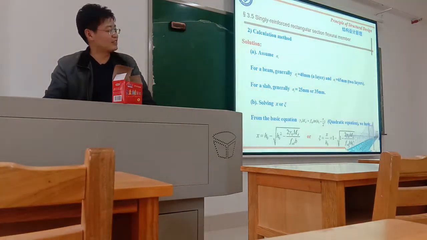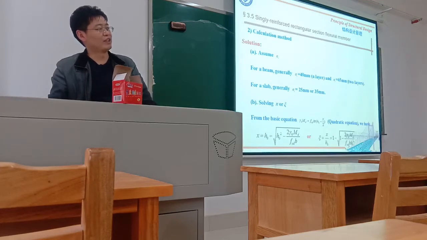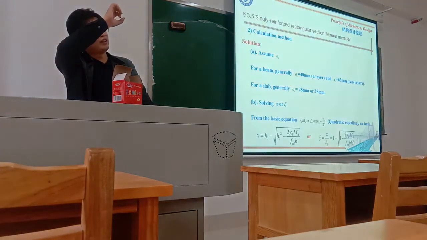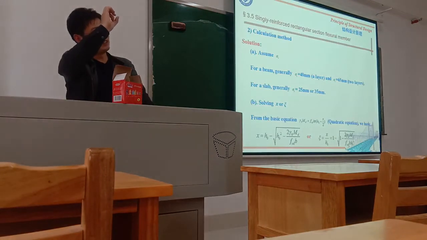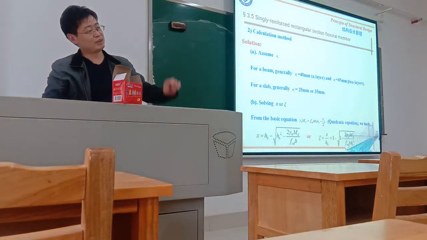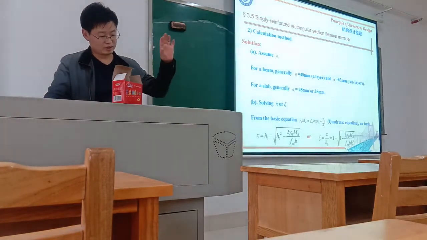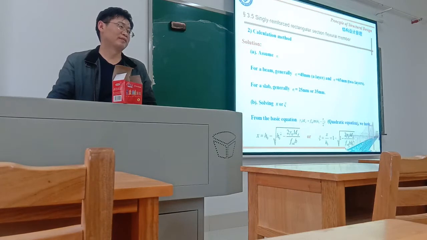But AS is not the middle of the section. Actually, it is the central of the reinforcement, because if there are two layers and the diameters are different, of course it should not be the middle. Actually, it is the central of the reinforcement.